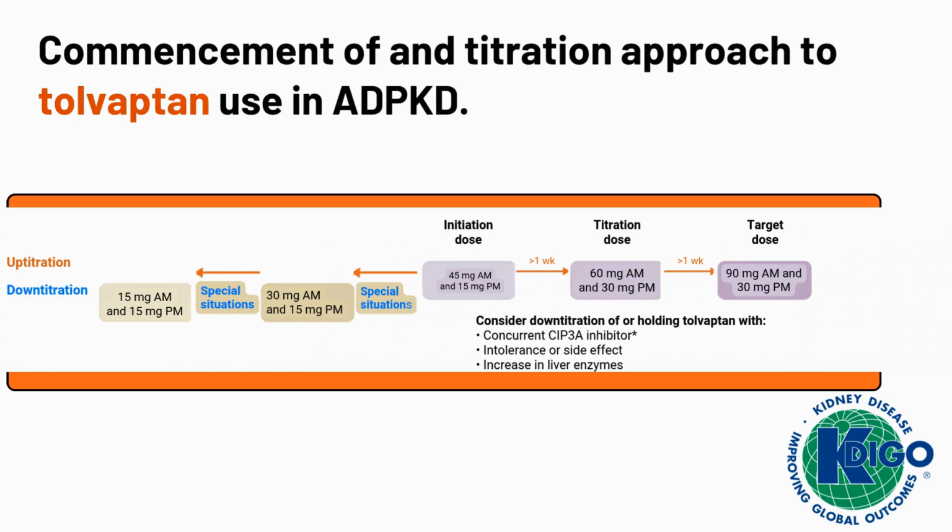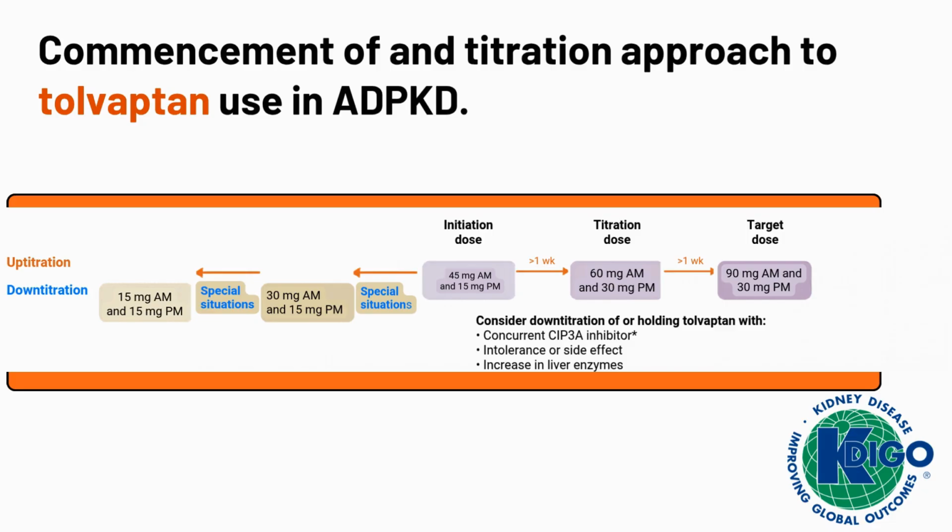Once the target dose is achieved, we continue therapy long-term, ideally until the patient approaches kidney replacement therapy. So this is a chronic sustained intervention, not a short-term treatment. Now, just as important as up titration is knowing when to step back. We should consider dose reduction or temporary interruptions in several situations.